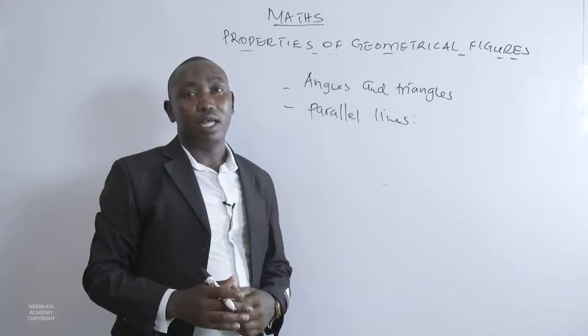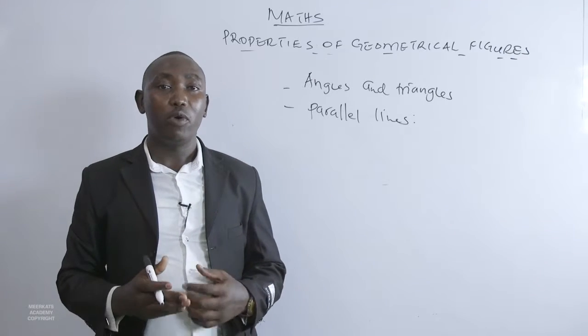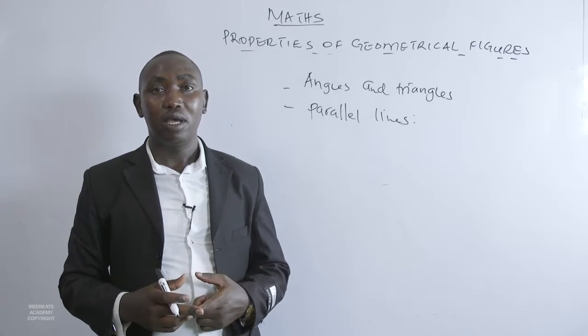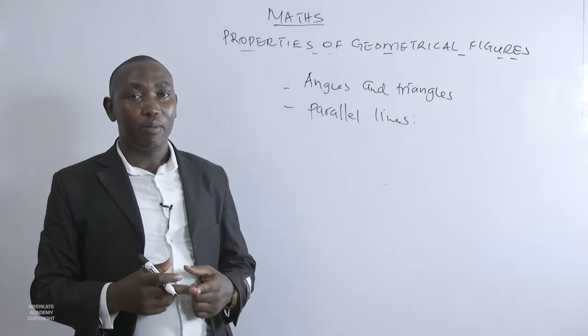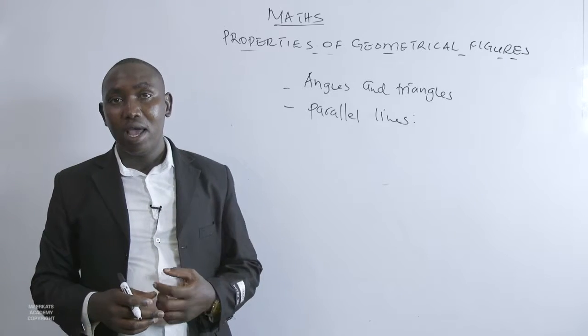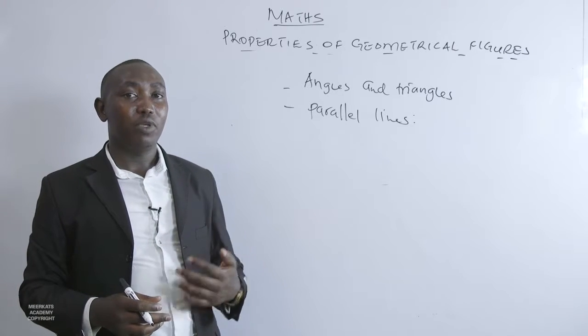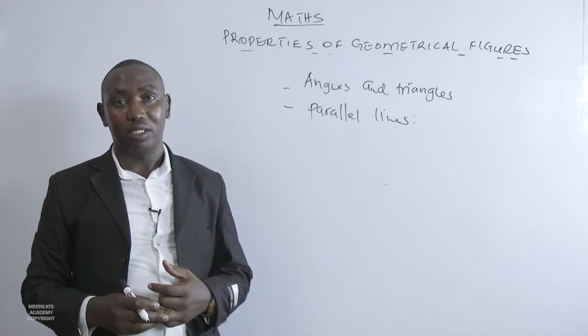Now with these angles and triangles, we were able to say that an angle is formed whenever we have two lines or two line segments meeting. So that point of meeting will form a particular angle. And we said there are different types of angles depending on the measurement of their sizes.